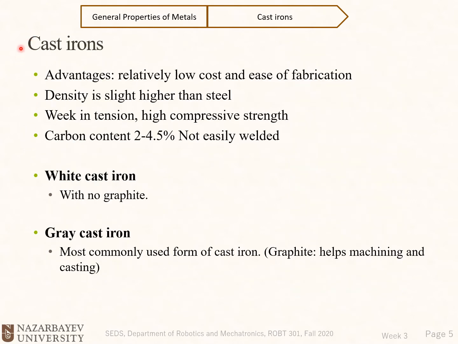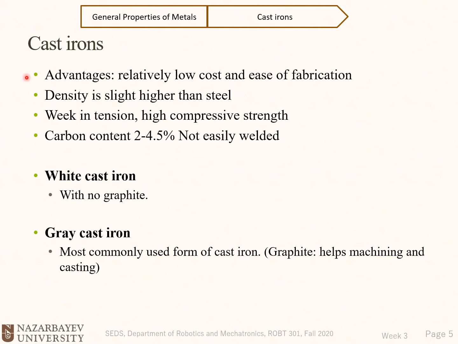So let's go through some materials. Cast irons' advantages are relatively low cost and ease of fabrication. Density is slightly higher than steel. It is weak in tension and has high compression strength. Carbon contents are between 2 and 4.5%, and it is not easily welded because of the high carbon content. It is not easy to weld them.